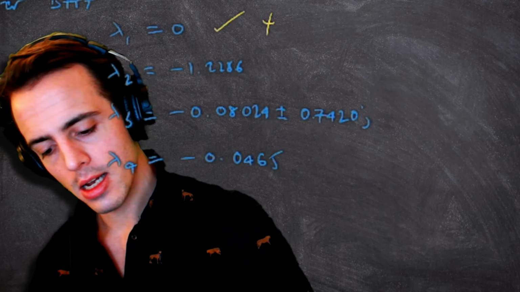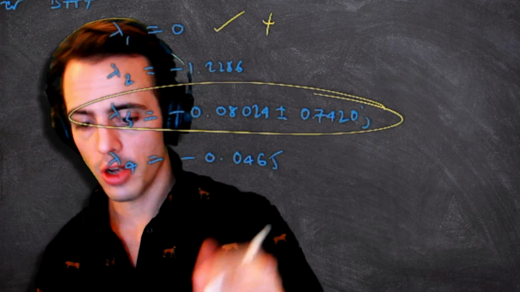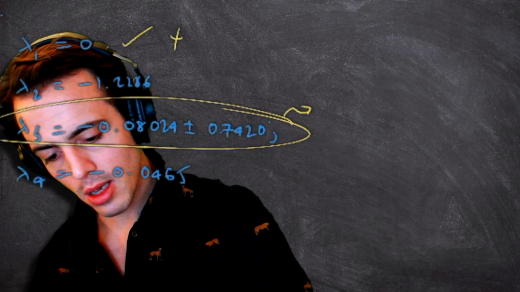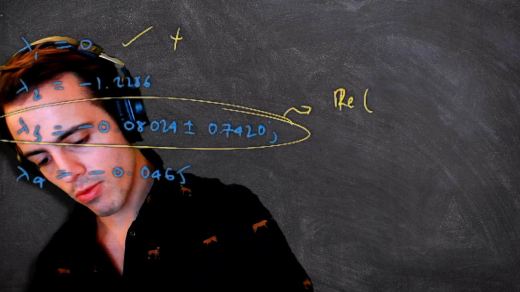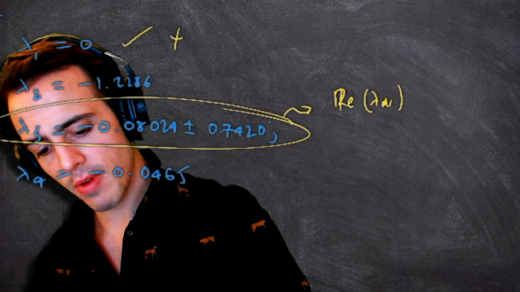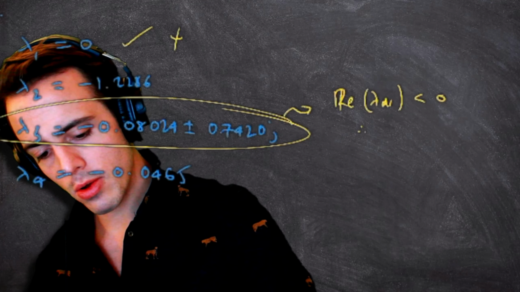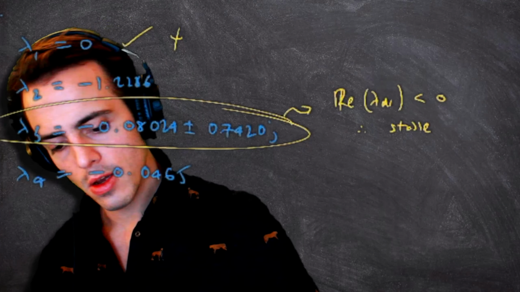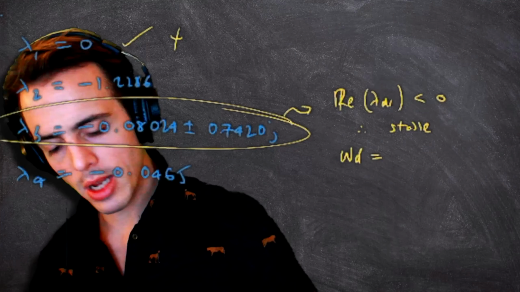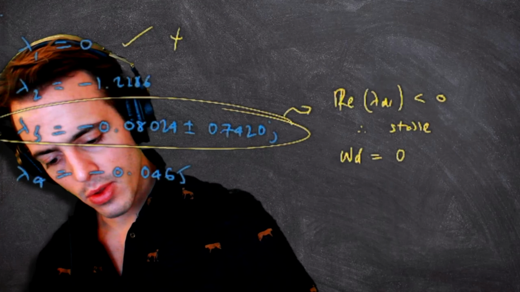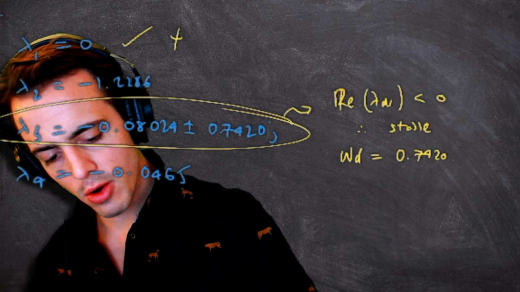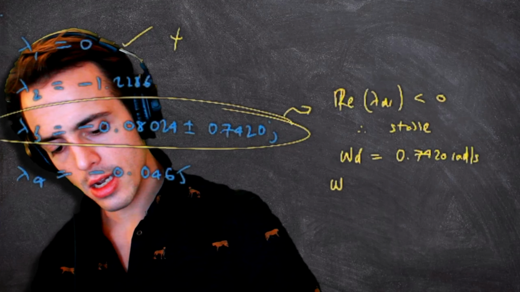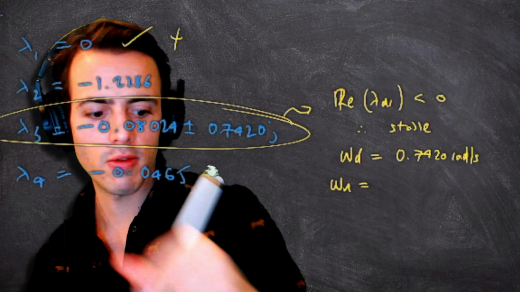This one here has to be the Dutch roll mode. And we can tell a couple of things about the Dutch roll. It is stable, and we know that because the real part of the Dutch roll eigenvalue is less than 0. We know the damped natural frequency is simply equal to 0.7420 radians per second, and we know that the natural frequency is the square root of these two things added together.